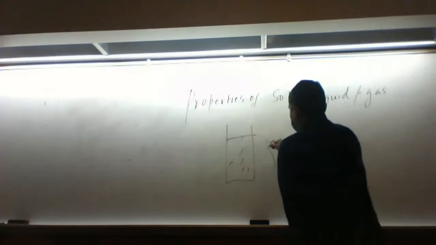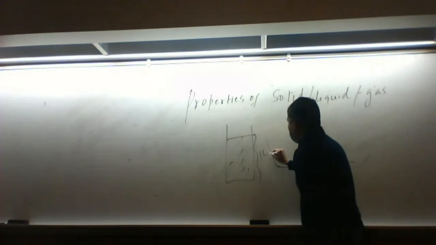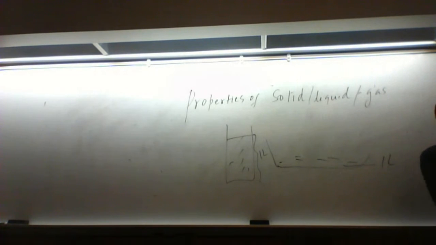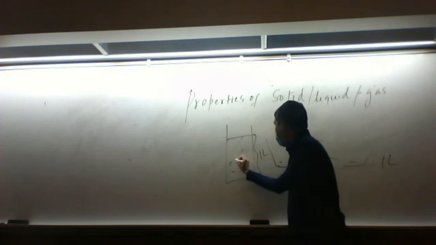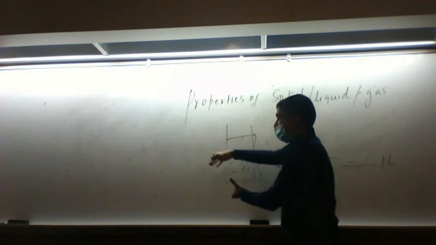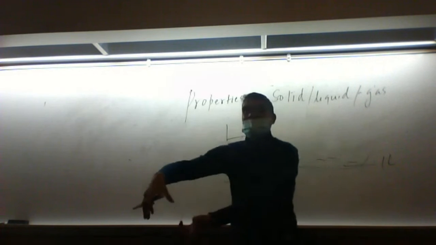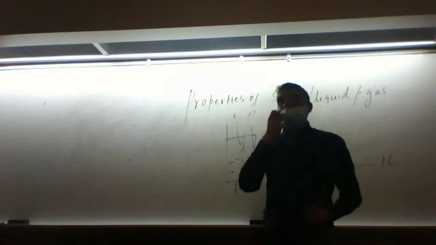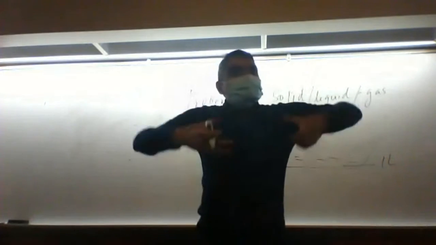But it has a definite volume. Either you put it here, it is 1 liter, or you put it here, it is still 1 liter. So liquid has a definite volume, right? And the molecules of the water are moving. If you pour somewhere, some of the molecules can go outside. If you heat it, some of the molecules fly away. So the molecules are moving, and the kinetic energy of the liquid is more.